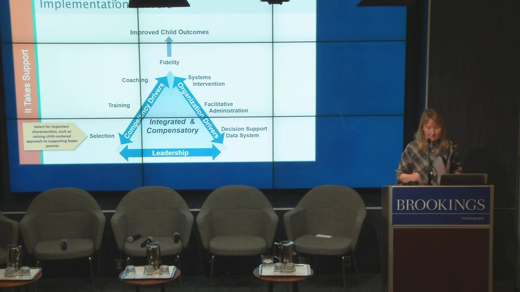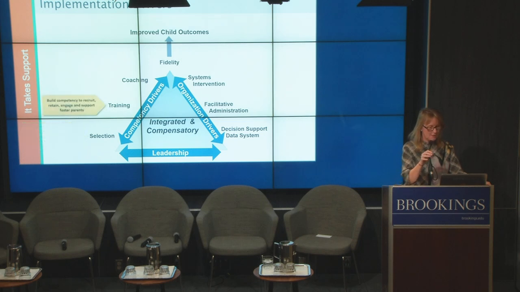So if you think about it, let me put my glasses on. You're selecting for important characteristics such as individuals who hold a value that child-centered work is critical. So you're selecting on what you need someone to be able to implement later. You want to build their capacity to not only recruit and retain, but if you look through the toolkit, to engage and support, to communicate, to share, to collaborate, to use data.